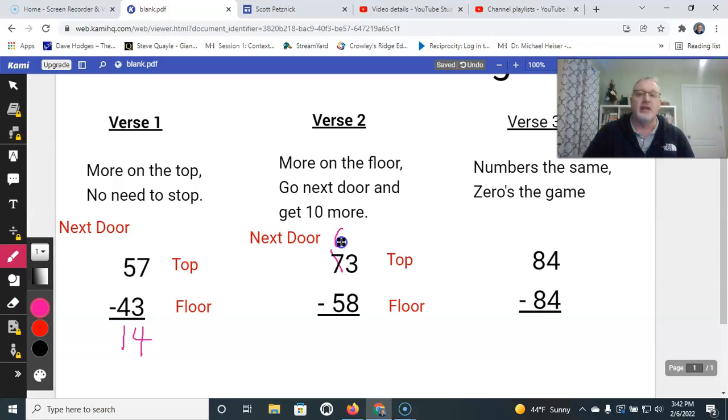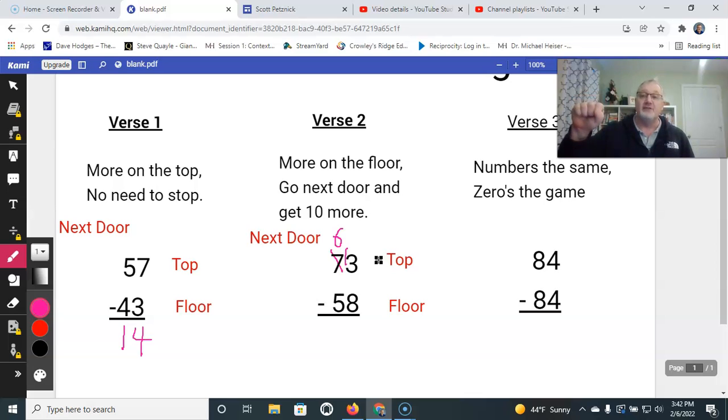what? Yep, we're taking 1 away from this column, 6, and I'm bringing it to my 3. I put the 1 in front of it. Now I have a new number. It's not 3 anymore. It's 13. 13 minus 8. Well, I may not know what 13 minus 8 is.